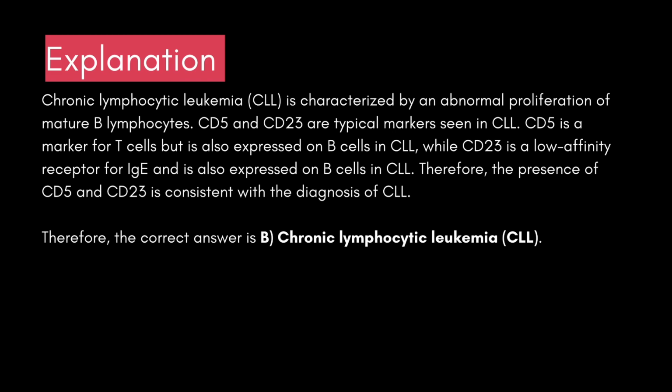Chronic lymphocytic leukemia, CLL, is characterized by an abnormal proliferation of mature B lymphocytes. CD5 and CD23 are typical markers seen in CLL. CD5 is a marker for T cells but is also expressed on B cells in CLL, while CD23 is a low affinity receptor for IgE and is also expressed on B cells in CLL. Therefore, the presence of CD5 and CD23 is consistent with the diagnosis of CLL. Therefore, the correct answer is B, chronic lymphocytic leukemia, CLL. Let's go ahead and take a look at why the other answer choices are incorrect.